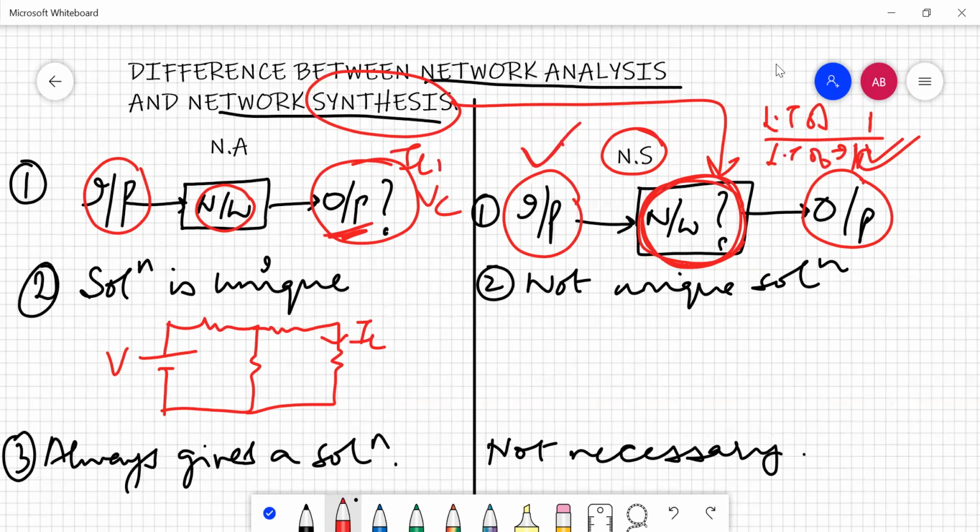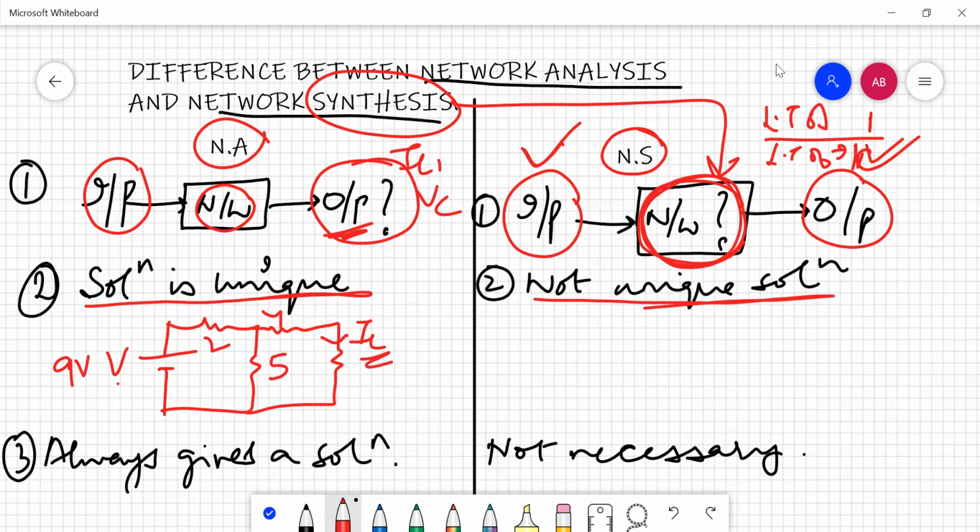So the second point of difference is that the solution is always unique when we talk about network analysis. If you give it a 9 volts input, this is 2 ohm, this is 5 ohm, this is 4, for a given set of elements and a given input, IL will remain the same. But that is not the case with network synthesis.